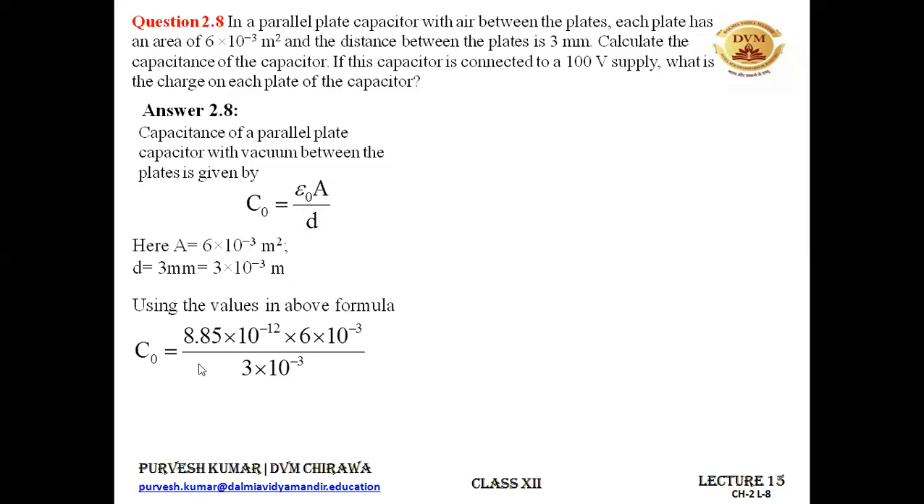In place of epsilon naught, I have written 8.85 into 10 to the power minus 12. In place of A, 6 into 10 to the power minus 3. And in place of D, 3 into 10 to the power minus 3. So this 10 to the power minus 3 gets cancelled out with this 10 to the power minus 3. This 3 will cancel out with this 6. We'll be having 2 over here. And you will be left with C naught is equal to 2 into 8.85 into 10 to the power minus 12, and that is equal to 17.7 into 10 to the power minus 12 farad. So you can write 17.7 picofarad, or you can write 17.7 into 10 to the power minus 12.